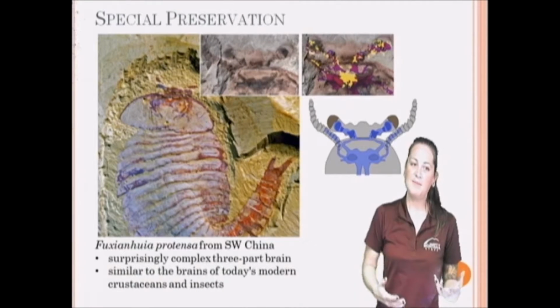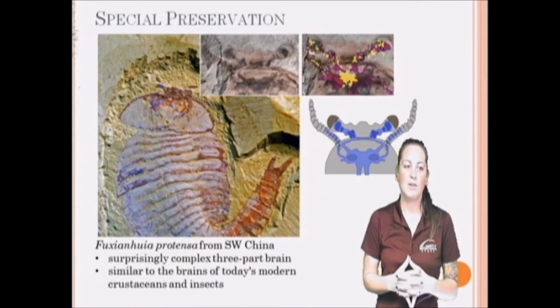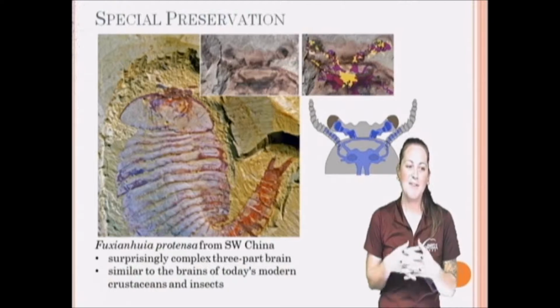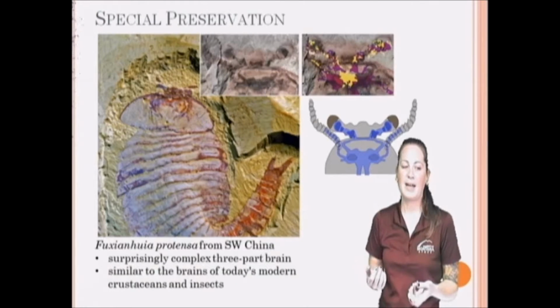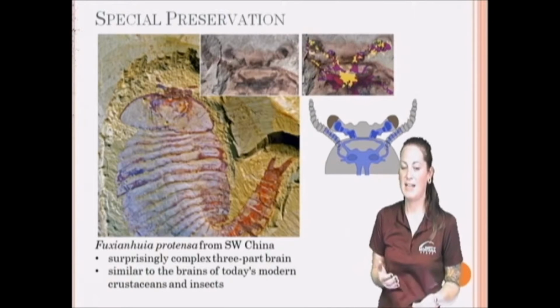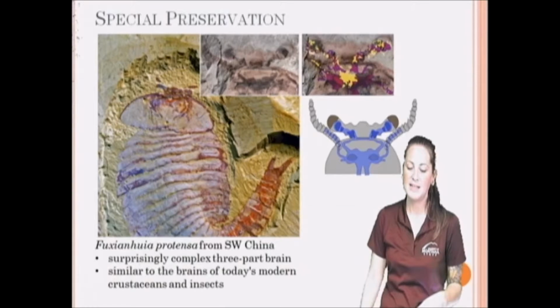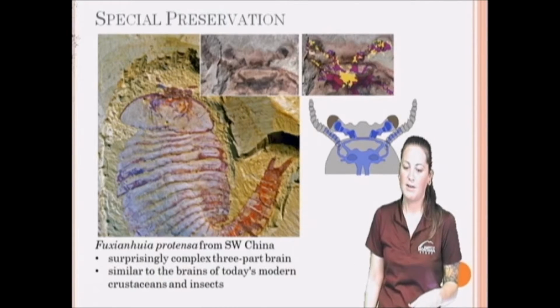So this specimen was found in southwest China. It's part of the Xinjiang fossil locality, and they have a surprisingly complex 3-part brain, and it's very, very similar to modern arthropods like crustaceans and insects, which makes sense because these guys were an ancient arthropod, so their brains haven't changed that much in a long time.